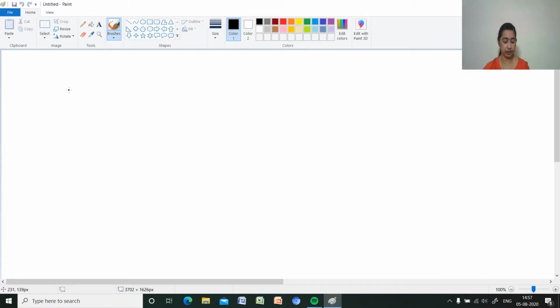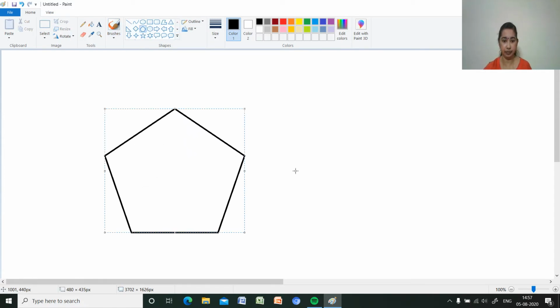The third question is, draw a regular pentagon. First you have to draw a regular pentagon. So I'm just drawing a regular pentagon here. Then what you have to do is make it a triangle of the same area. How to make this pentagon a triangle? For that I have to join these two vertices.